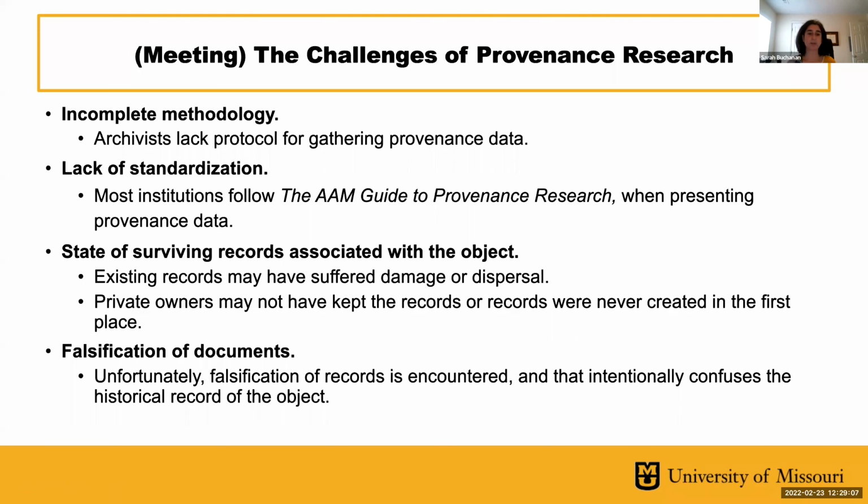Third is the state of the surviving records associated with the object. Obviously, we've touched upon this with the impact of the Washington Principles in 1998, which at a congressional level recognized the urgency for establishing laws related to the restitution of art looted during World War II. For those reasons and for other reasons, the existing sources might have suffered damage or been dispersed, and also the records might not be available in the place we would expect them.